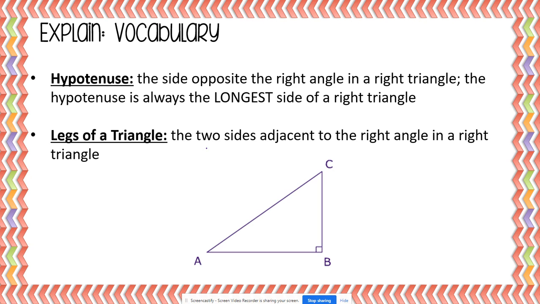In this right triangle, you can see that side length AB is adjacent to the right angle, and side length BC is also adjacent to the right angle. So those side lengths would be your legs. Side length AC is opposite or across from the right angle, so that would be your hypotenuse.